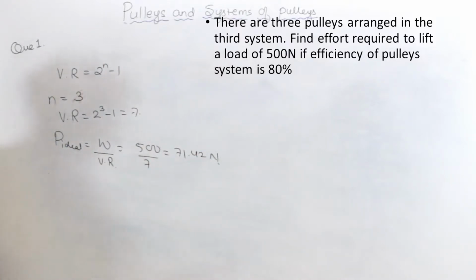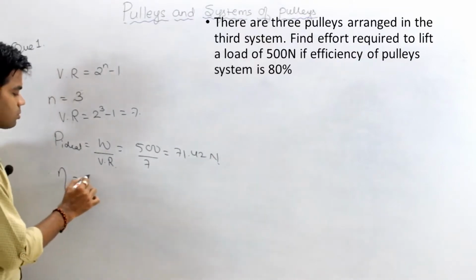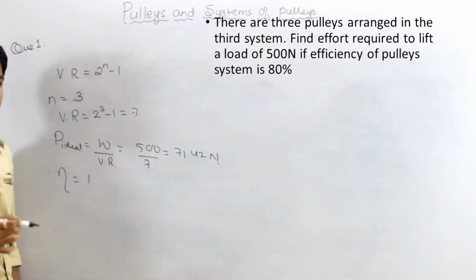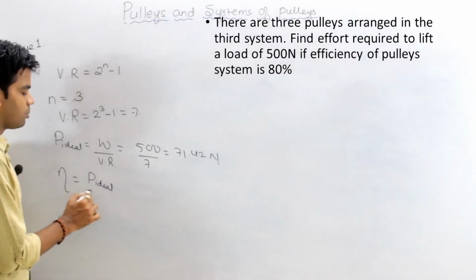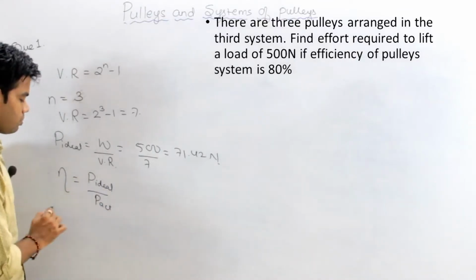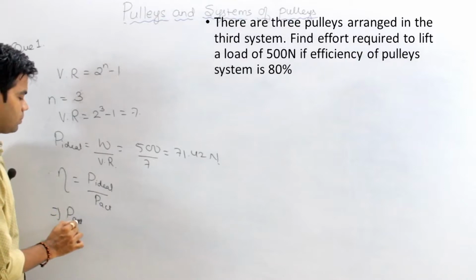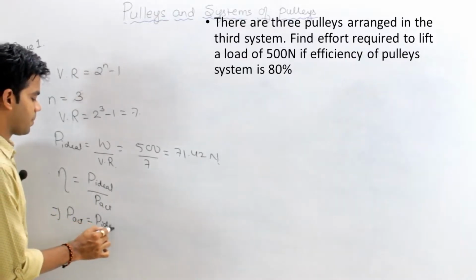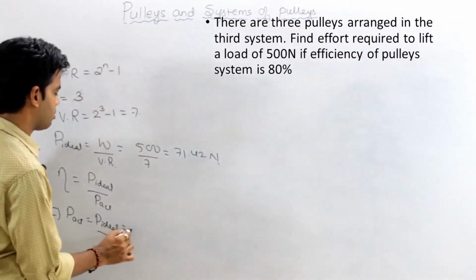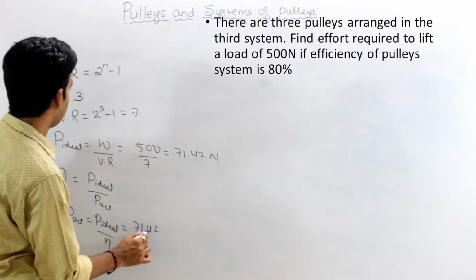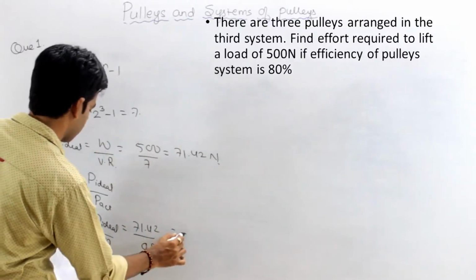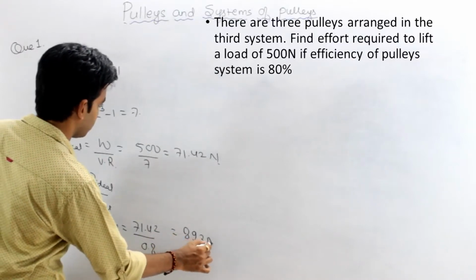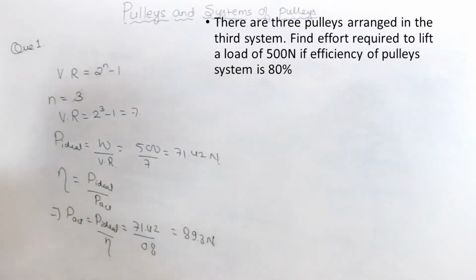Now, what about the actual effort? Since actual effort will be more than the ideal effort, efficiency is equal to P ideal upon P actual. So, P actual will be equal to P ideal upon efficiency. So, this will be equal to 71.42 upon efficiency, which is given as 80%, that is 0.8. So, this will be equal to 89.3 Newton. That is it, the answer. Getting this or not? Okay.